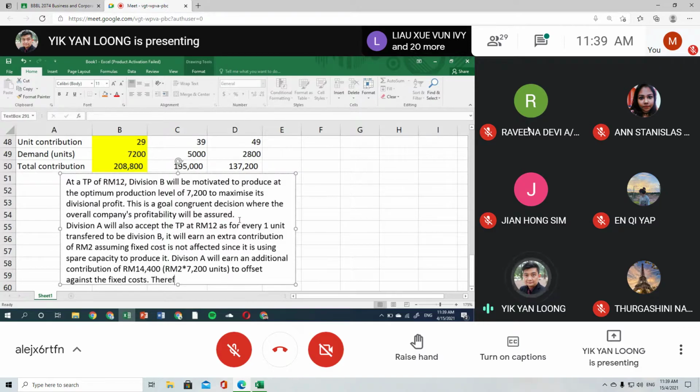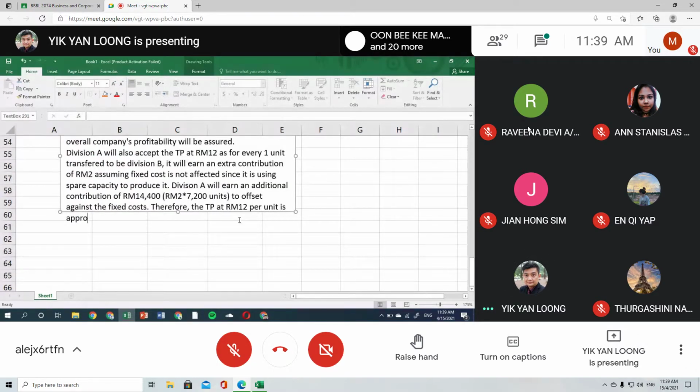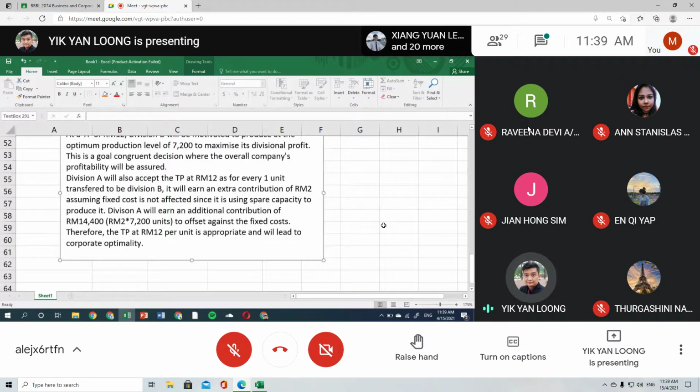So therefore, the transfer price will lead to corporate optimality. And that's the answer for question number 2.